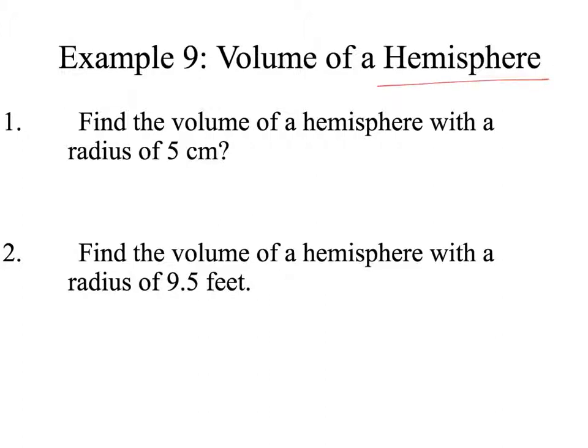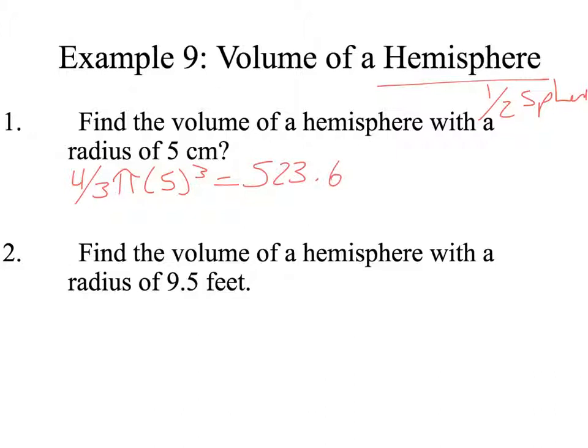Volume of a hemisphere. Hemisphere is a half a sphere. So basically we're going to find our volume of the entire thing, and then we're going to divide it by 2. So we're going to do 4/3 times pi times 5 cubed. And we get 523.6. We're going to divide that by 2 because we only want half of the volume. So that's going to give us 261.8 centimeters cubed.